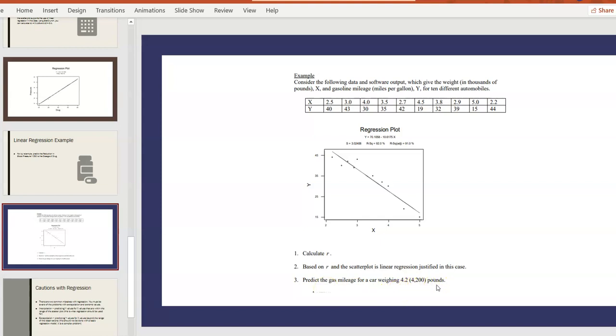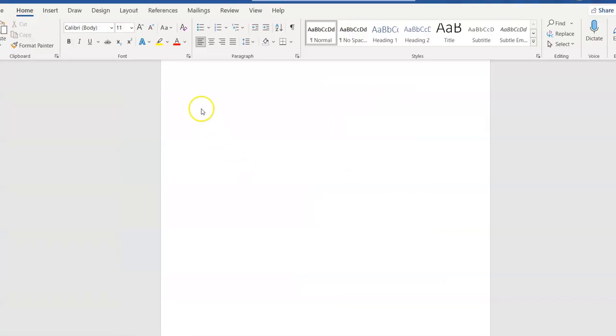All right, now, first, let's calculate R. Now, you won't ever have to calculate R by hand except to do what we're about to do. Notice here from the StatCrunch regression plot that R squared is listed here. Now, it's listed as a percentage, and we want to change it into a decimal. So 92% as a decimal is 0.92. Now, that's R squared. So let's take it to another page.